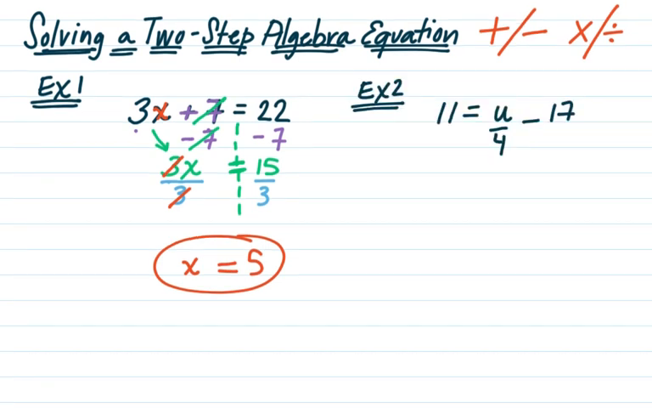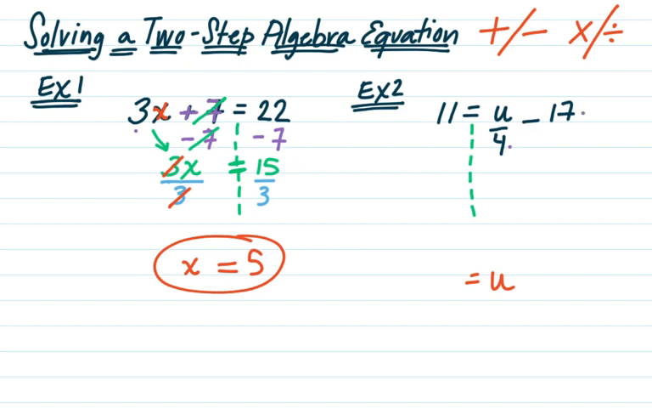Okay, here's a second example. Now don't be bothered if the letter's on the right side or the left side, or if it's an X or a Y. It doesn't matter. We still start off by making a dotted line. And in the end, we're missing the letter U. So I'll write down here, in the end, I want U all alone, isolated, and I want to know what it equals. So again, we've got a problem because we've got to remove the 4 and the 17.